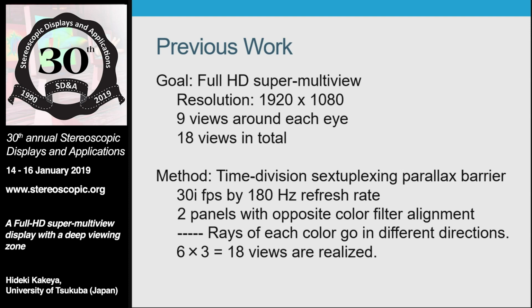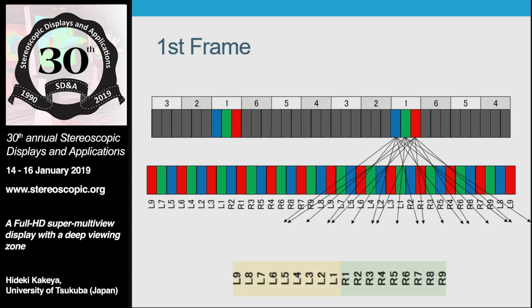And with only this sextuplexing time division, we can generate 6 views. And to multiply the number of views, this is the point, we use 2 panels with opposite color filter alignment. Then we can assign different angles of rays for each color. Then we can generate 18 views in total. How we do that will be explained in detail with this figure.